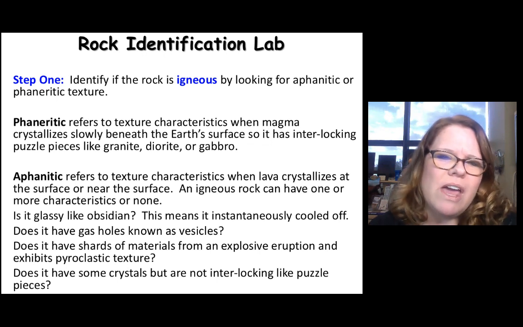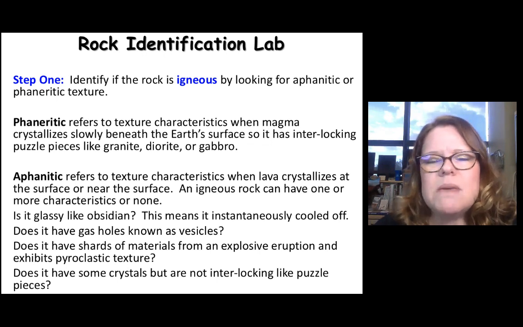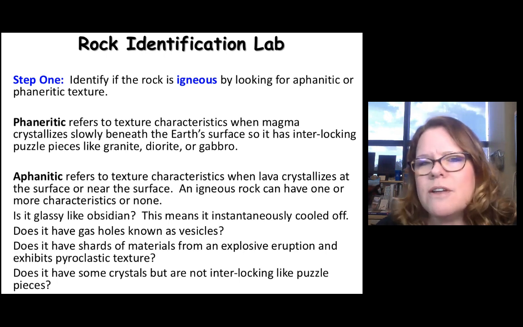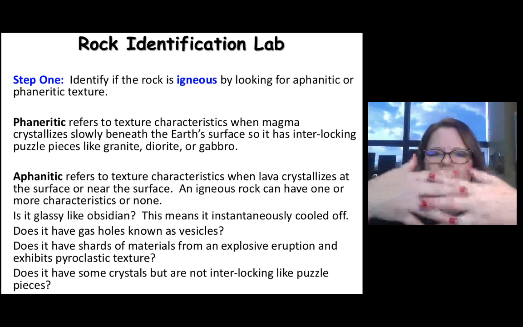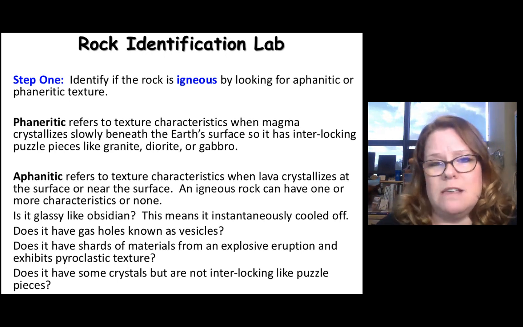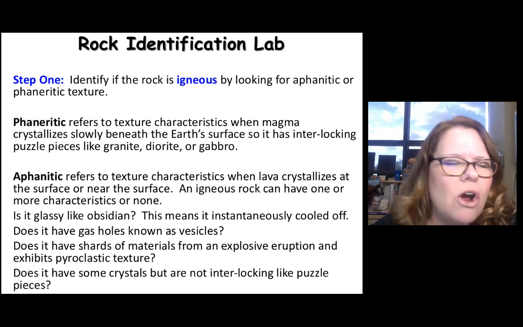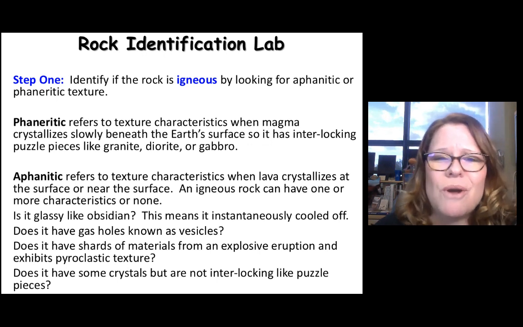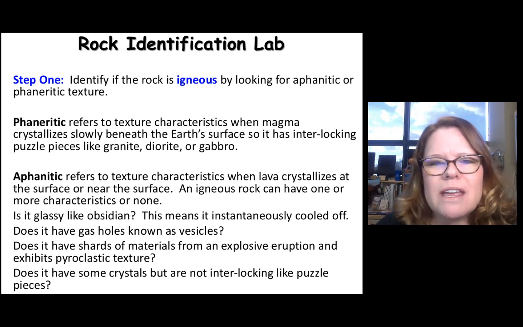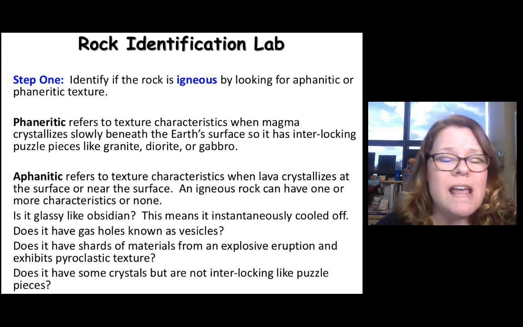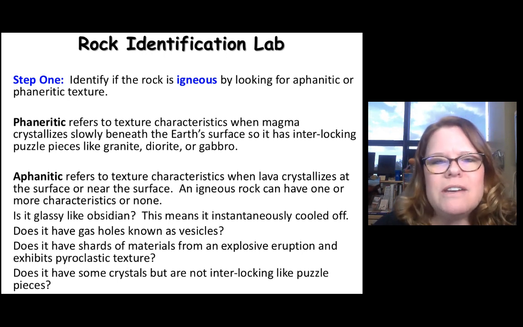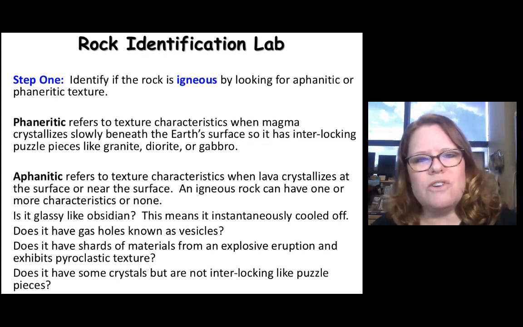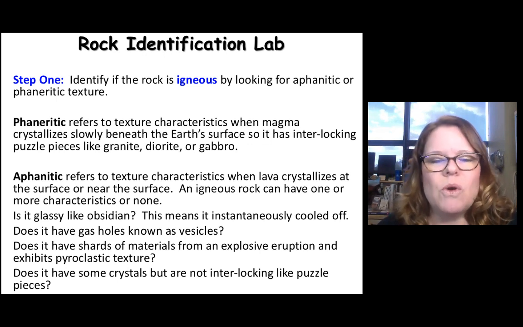So the textures are phaneritic and aphanitic. Phaneritic basically means magma took a long time to cool off, so it has interlocking crystals, much like a puzzle does. So when you're looking for puzzle pieces, regardless of what color they are, and the rock's pretty heavy, that's one advantage you don't have. So I'll give that information to you as you're going through the lab. That's what phaneritic is. It refers to all intrusive or plutonic igneous rocks that have cooled beneath the surface. Aphanitic, however, are any types of lava rocks that crystallize at the surface. Crystallize meaning turn into a rock, or cool off.